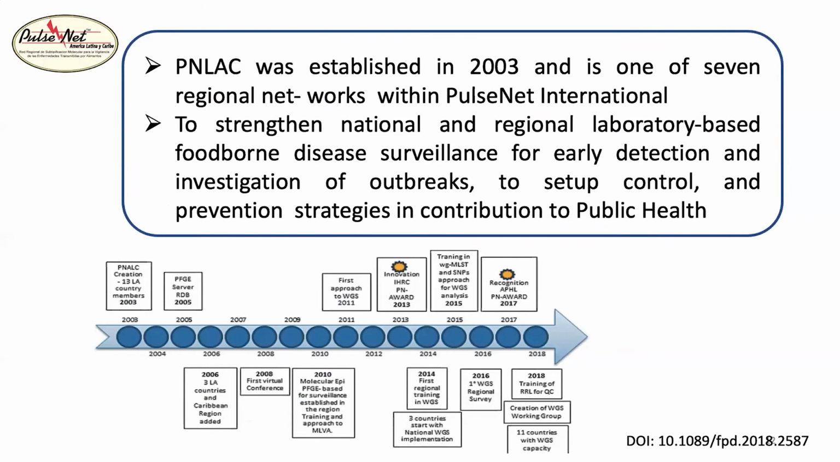Thanks, Marcelo. So the other network we have in Latin America and the Caribbean is PulseNet. PulseNet was established in 2003 and is one of the 7 regional networks within PulseNet International. One of the aims is to strengthen national and regional laboratory-based surveillance for foodborne pathogens, for early detection and investigation of outbreaks. And as Marcelo mentioned, we started working with whole genome sequencing in 2013 in the Americas, especially in PulseNet, but we still aim to standardize a way to do genomic analysis.